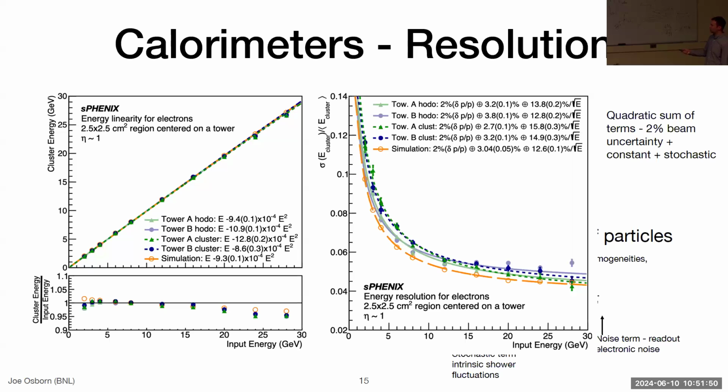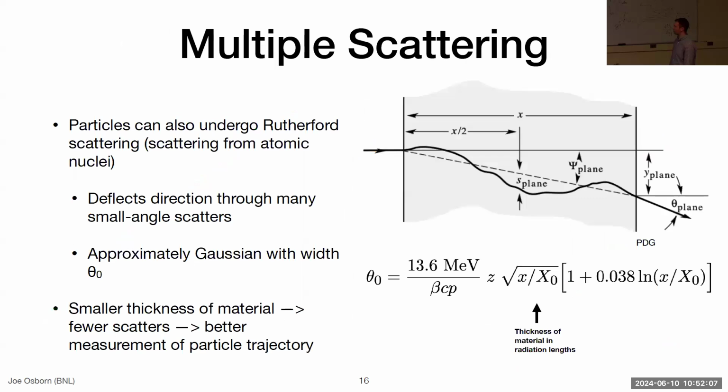There's this 2% term, which is related to the momentum spread of the beam. So that's the uncertainty in the incident energy. And then there's this constant term and stochastic term, where we found that the noise term was small enough that we could neglect it in this particular example.